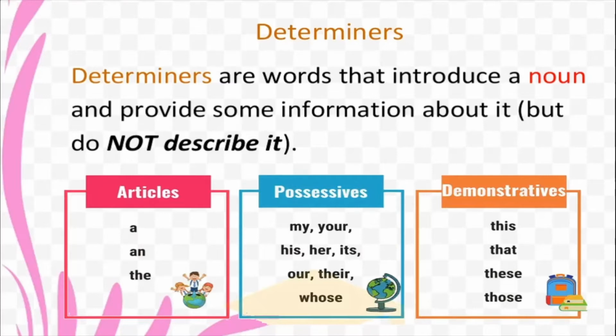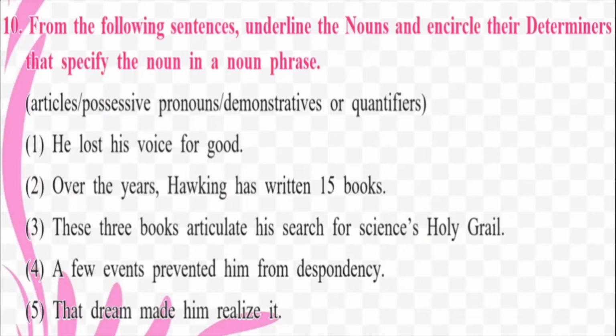So you have a fair idea now of what determiners are. Once again, determiners are words that introduce a noun and they provide some information about the noun, but they do not describe it. You cannot say that a determiner describes the noun. So what describes the noun? The adjective describes the noun, isn't it? So these are the different types of determiners. Keeping this in mind, we will try and do the next exercise that we have.